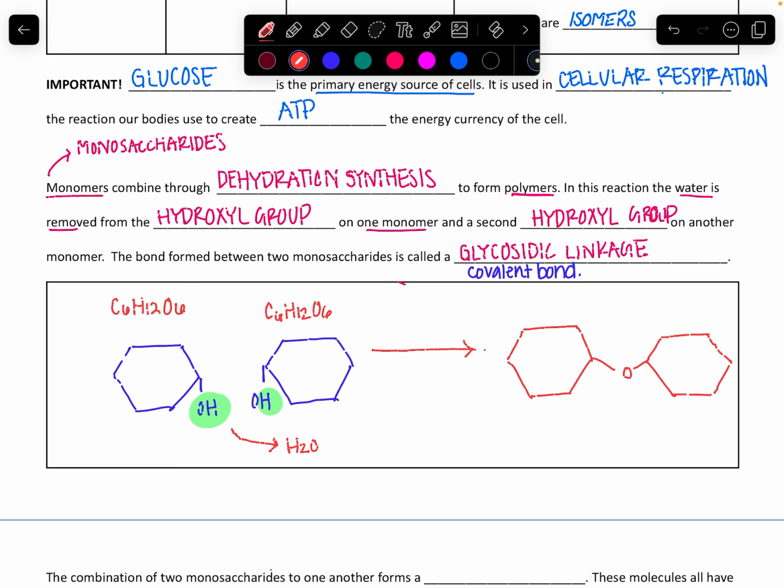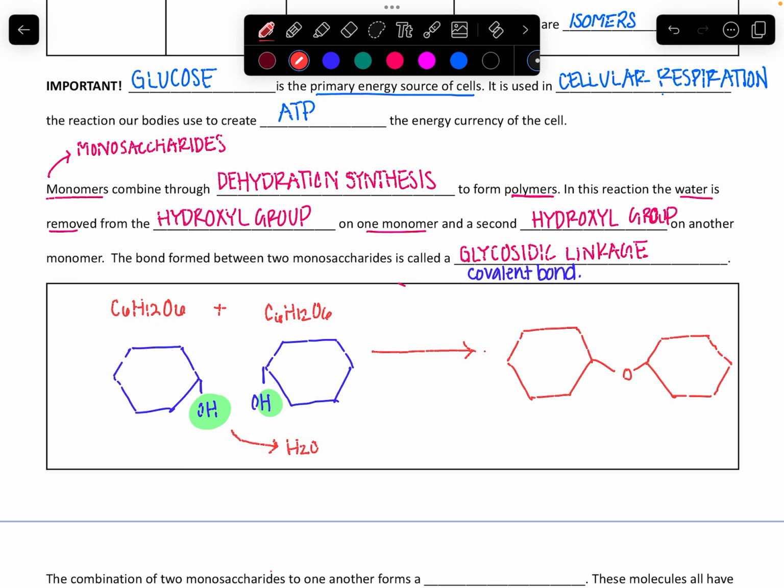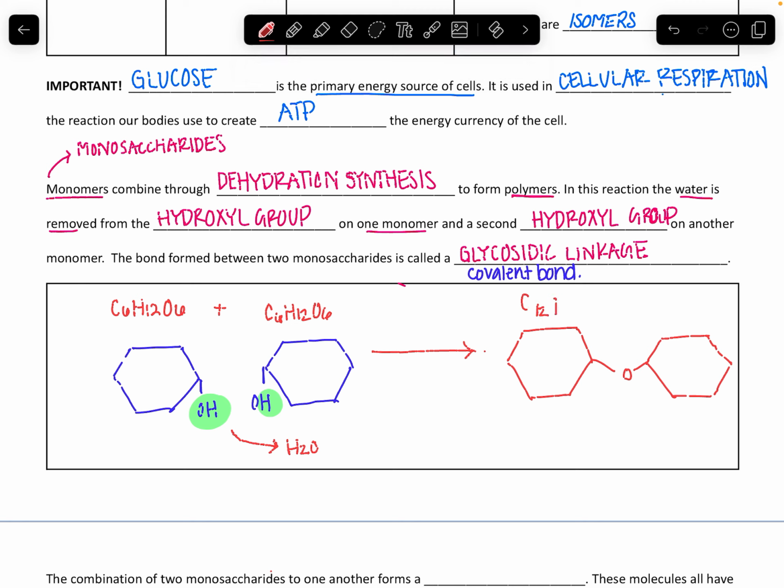Now remember, this is C6H12O6 plus C6H12O6. We removed a water molecule, so when we put those together, our new formula is C12H22O11, right? Because we got rid of that water molecule.